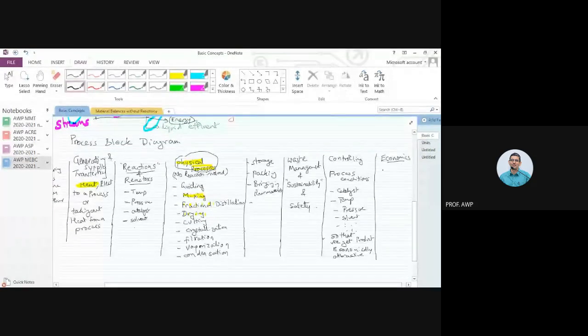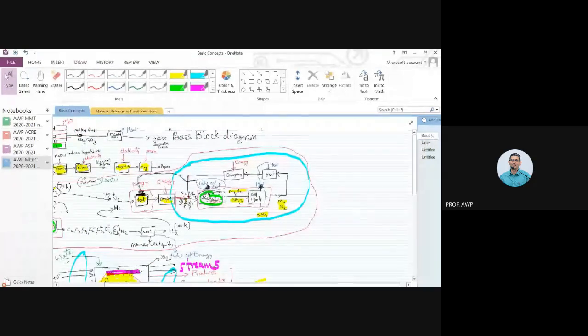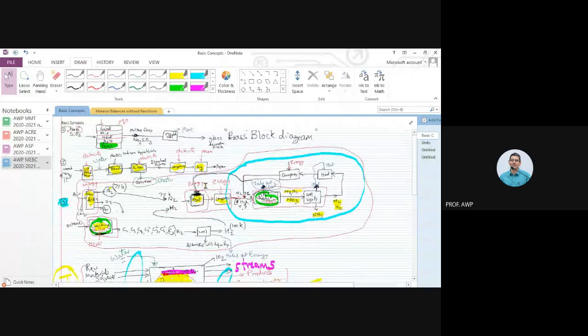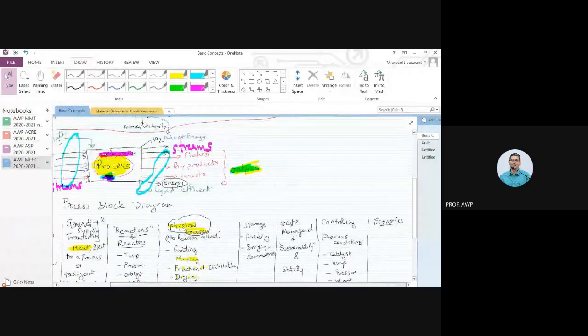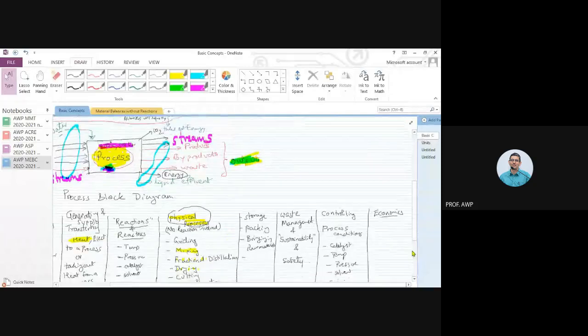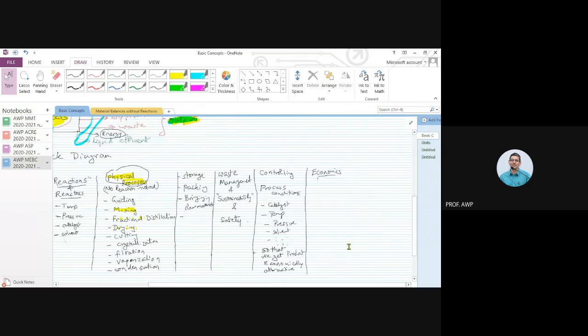Are you making all these processes for charity, or are you making them for making a profit? The economic aspects have to be looked at. Means, what is the price of raw materials, what is the price of byproducts, what is the price of solvent, what is the price of catalyst, at what price can I sell my product, isn't it? So economics is very important.